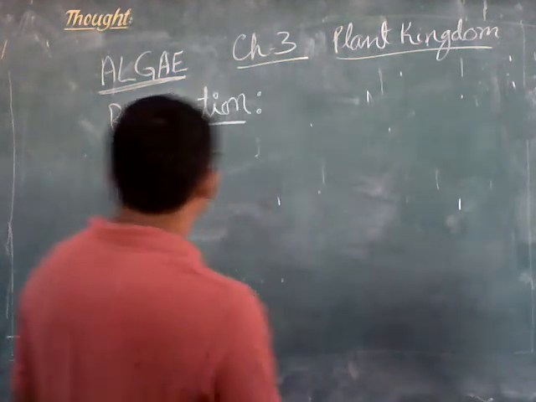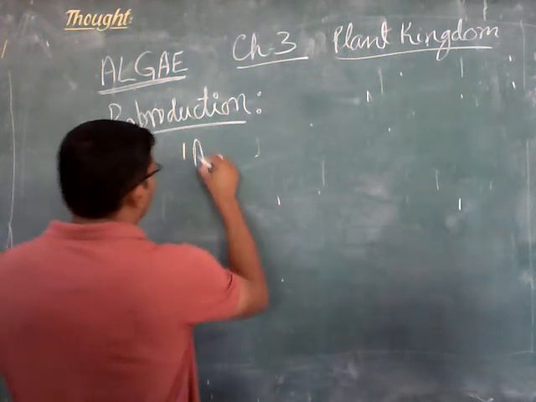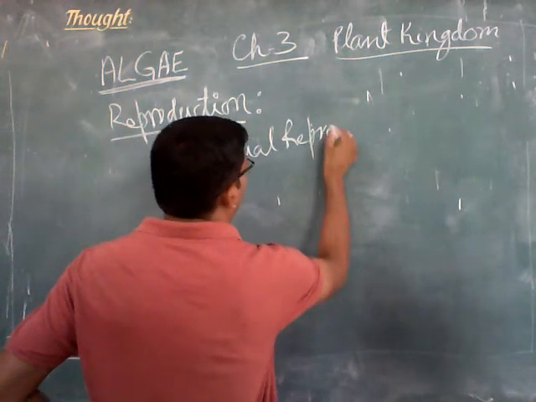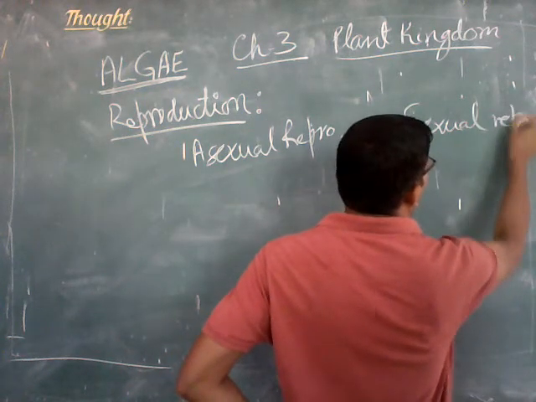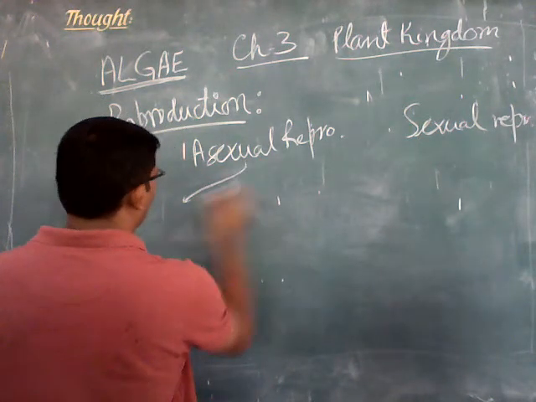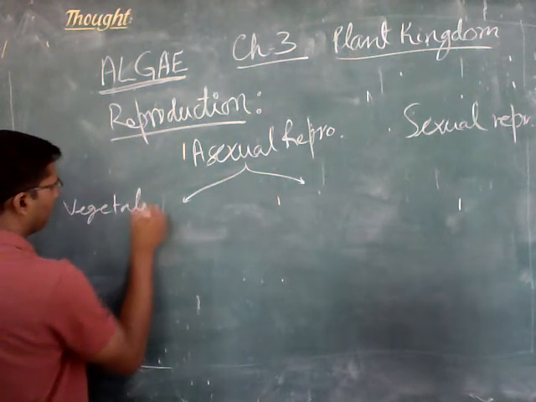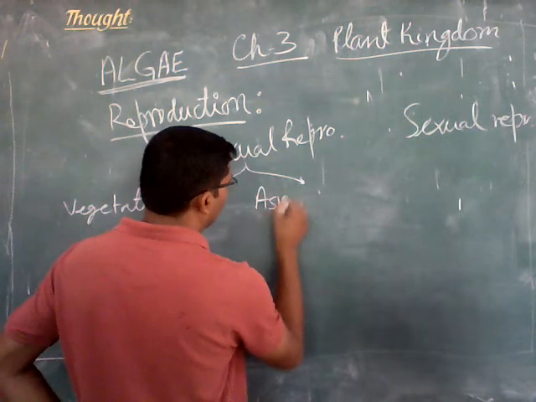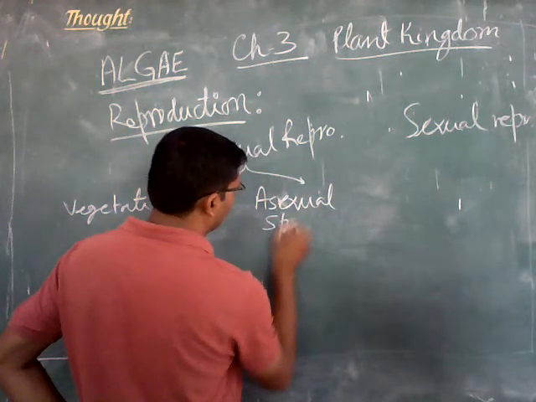Okay? So, as you all know, we have already discussed many times earlier that there is asexual reproduction and there is sexual mode. Right? Two types of reproduction are possible. In the asexual mode, again, there will be vegetative reproduction, and then there will be asexual spore formation.